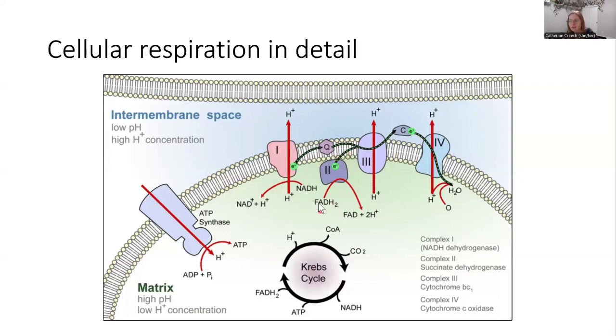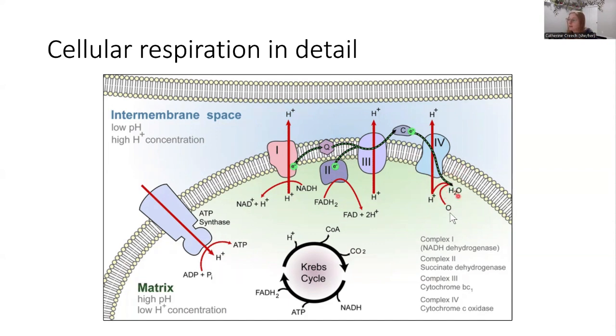They donate them at different locations, but they still donate them to the electron transport chain. So I'm not going to ask you to determine which one donates where. Both of them donate their electrons, which move through the electron transport chain. As they move through, they pump hydrogen ions into the inner membrane space, and they are received by oxygen at the end of the electron transport chain, which is reduced into water.